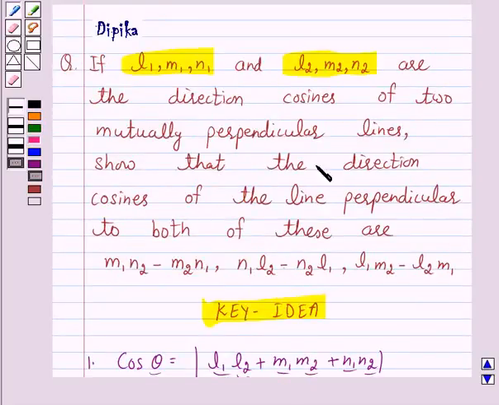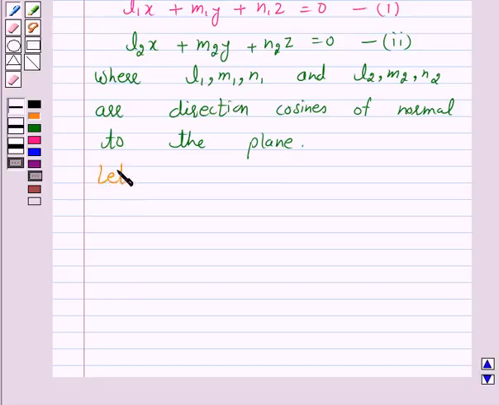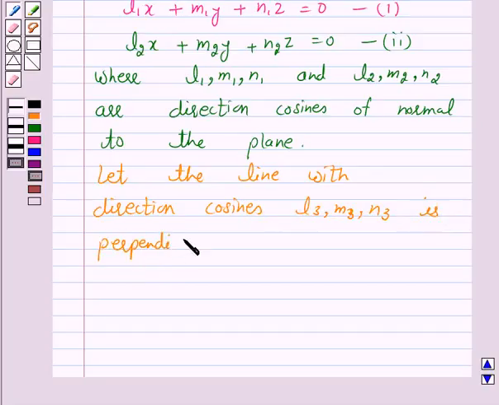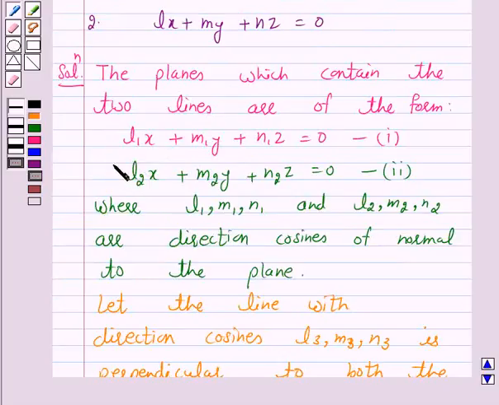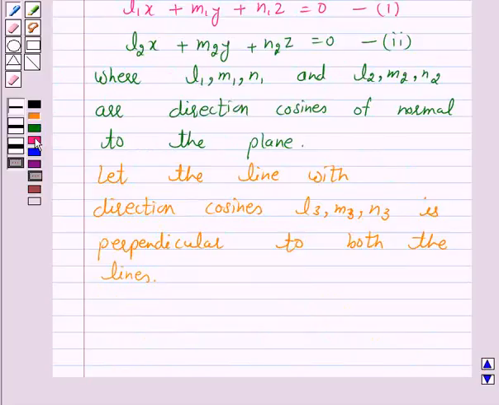Now we have to show that the direction cosines of the line perpendicular to both of these lines are M1 N2 minus M2 N1, N1 L2 minus N2 L1, L1 M2 minus L2 M1. Let the line, that is the third line, with direction cosines L3, M3, N3 be perpendicular to both the lines, hence it is perpendicular to both the planes containing the lines.